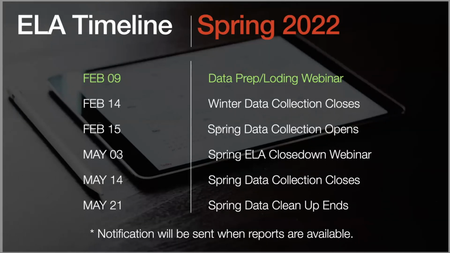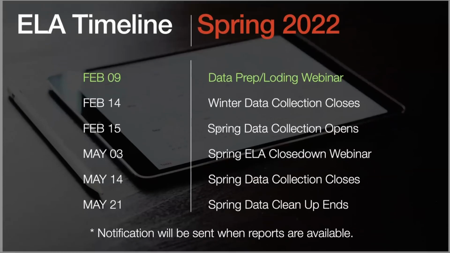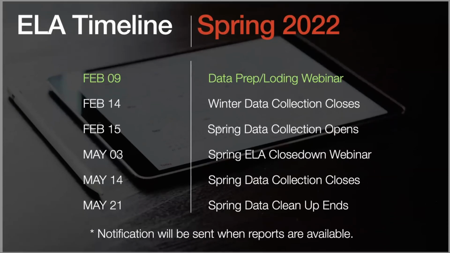This is the timeline. As you know, we're doing the webinar today. The winter collection is going to close on the 14th, and then the spring collection will open on the 15th. The close down webinar is going to happen on May 3rd, and then the window for this spring collection will close on May 14th, with a cleanup period ending on May 21st. And as we mentioned, a notification will go out when our progression reports are available.